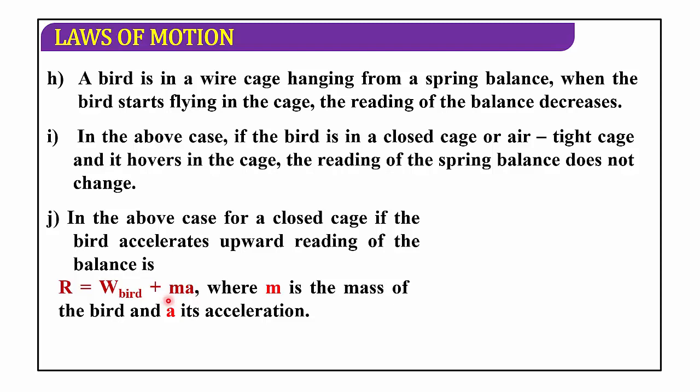In the second case, it is a completely closed, airtight cage. So in this case there is no movement up and down, and the reading does not change. But when the same bird starts to move up, we should consider g plus a, meaning the weight of the bird plus m into a, the mass of the bird and its acceleration. So these are the keynotes to remember. When you get multiple choice questions, you should remember all these points carefully.